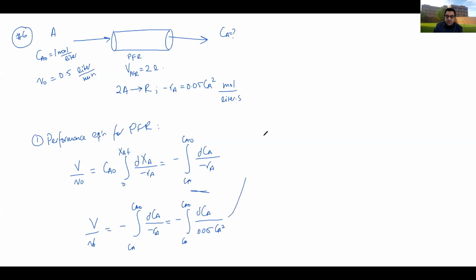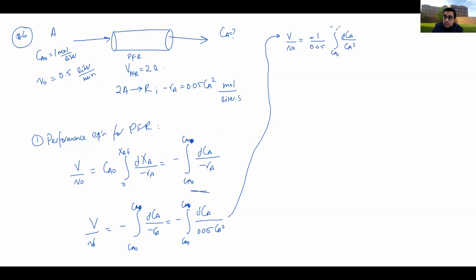And if I go all the way to the top here, V over V naught is equal to minus 1 over 0.05 integral dCA over CA squared from CA naught to CA, right? These boundaries were wrong. From CA naught to CA, from initial to final, that makes sense. Just be careful about these things, and make sure you catch it at some point before plugging in numbers, right?